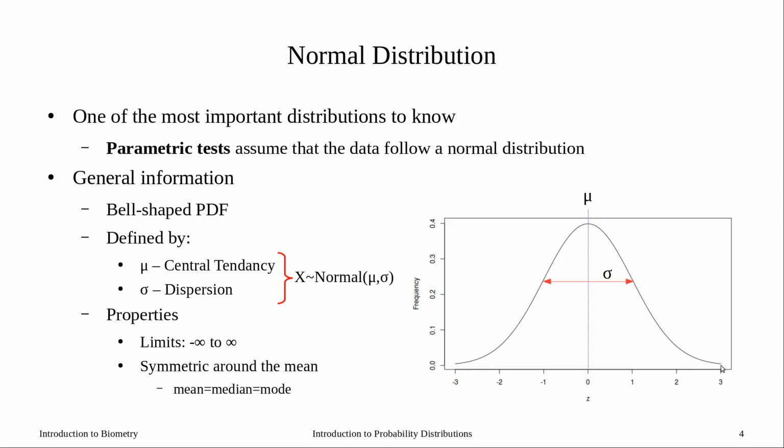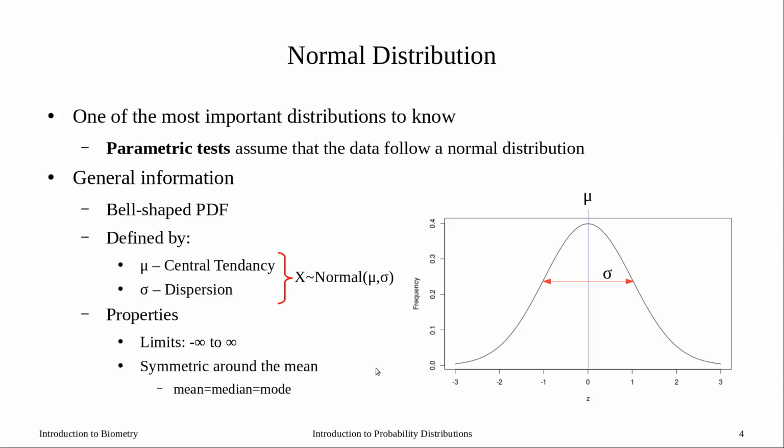Even at 3 standard deviations, the probability of getting a data point is pretty low. It's less than 1%. And if we go even farther, it's less than 0.1%, and it's so small that we can pretty much ignore it. So even though the distribution goes from negative infinity to positive infinity, in reality we're normally capped at about 3 standard deviations away.